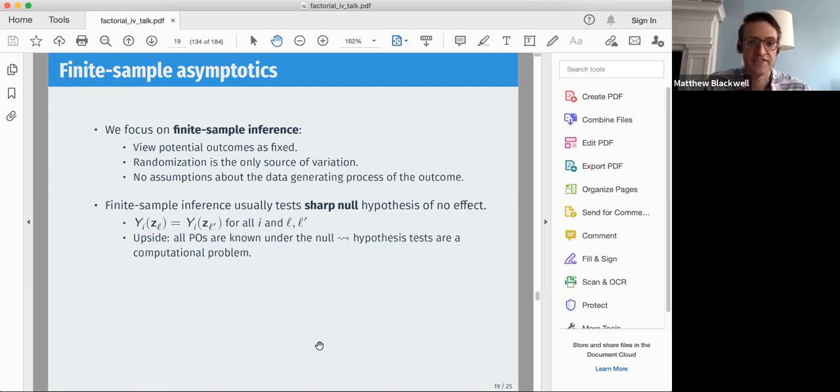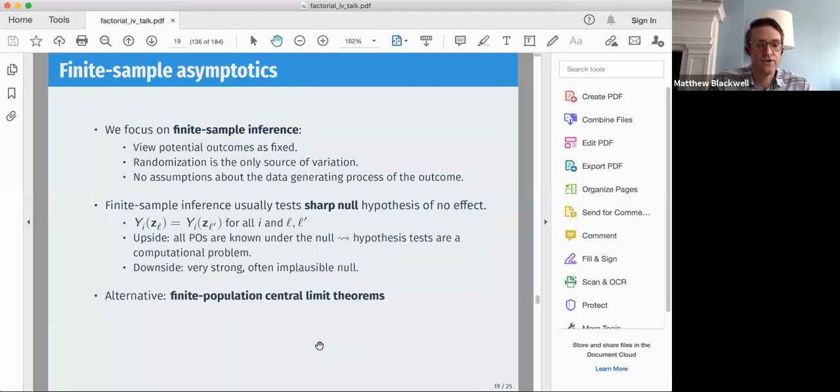And so then hypothesis tests just become a computational problem. All I have to do is figure out, well, if I were to re-randomize, what kinds of different effects would I get? The downside is that this is a very strong, often fairly implausible null. I think especially in these factorial settings where you have lots of different factors, you're going to assume that all of them are exactly equal to 0.